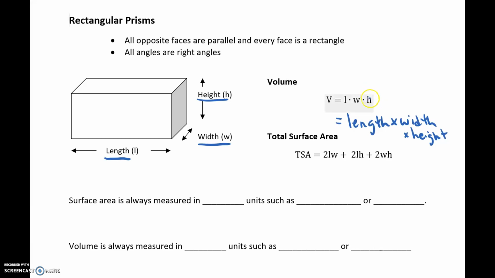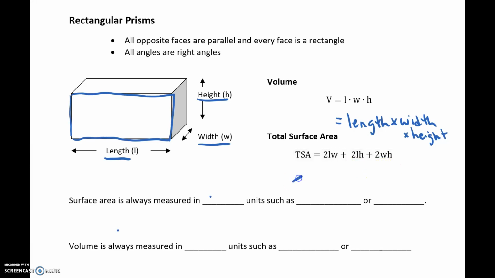The surface area is calculated by figuring out the surface area of each of the 6 rectangles that make up the sides of the rectangular prisms. The formula is 2 times length times width plus 2 times length times height plus 2 times width times height.